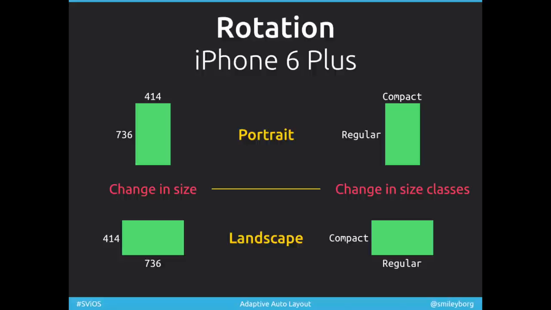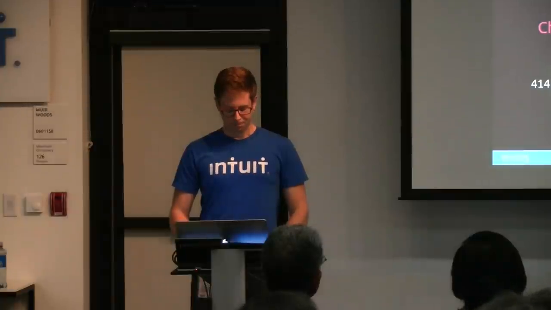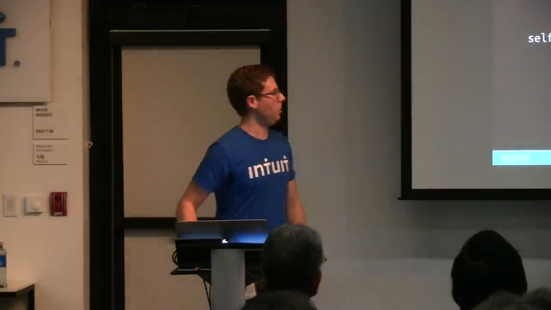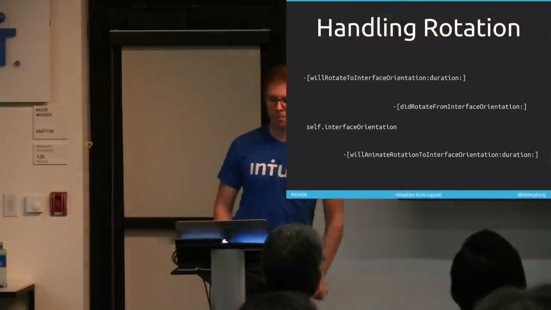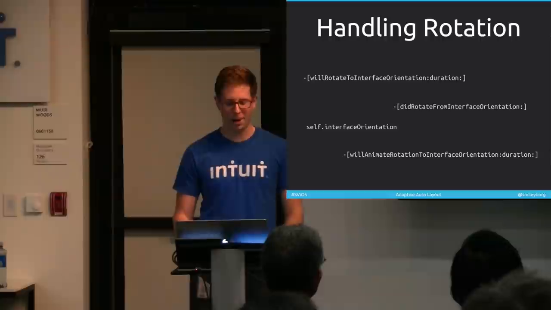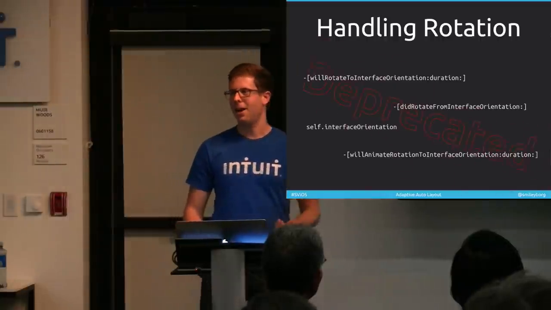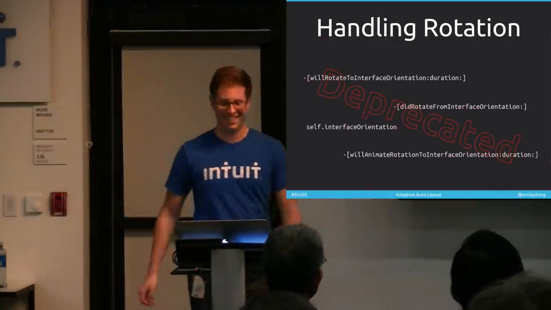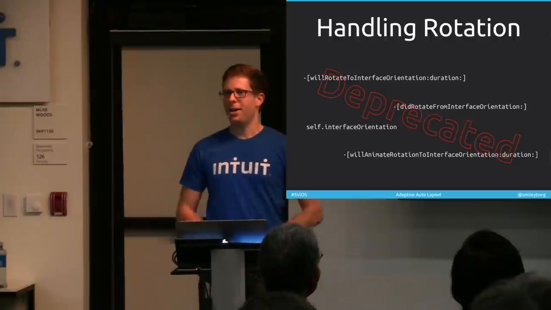But again, don't think that these have to be symmetrical. As we've seen with some of the other examples, they aren't always. So how do we handle these? Well, you're probably familiar with a number of these methods from back in the day. They've been around for quite a while. The bad news is that as of iOS 8, they're all deprecated. So you had to come up with something new.